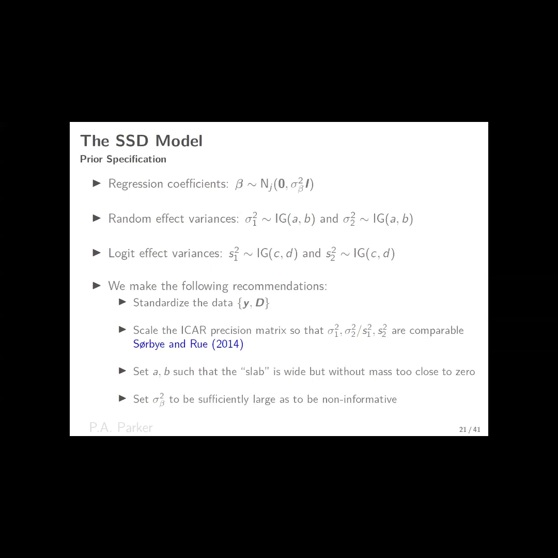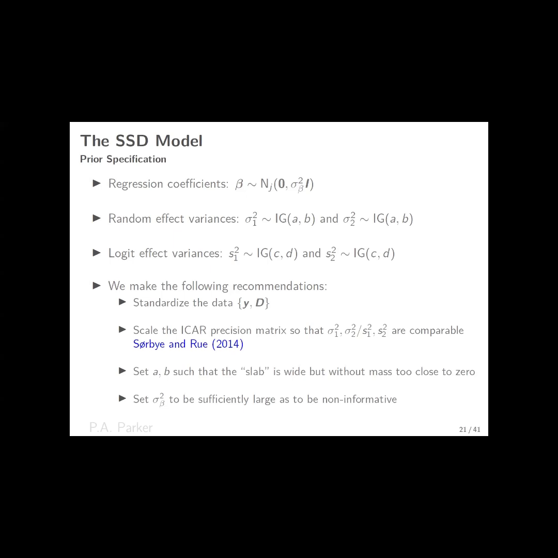And then the model's completed with our prior specification. So we put a conjugate normal prior on the regression coefficients beta. We put conjugate inverse gamma priors on all of the random effects variances, sigma squared 1, sigma squared 2 for the random effects, and s1 squared and s2 squared for the logit effects.